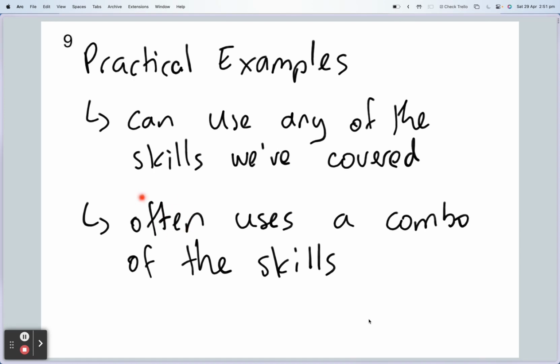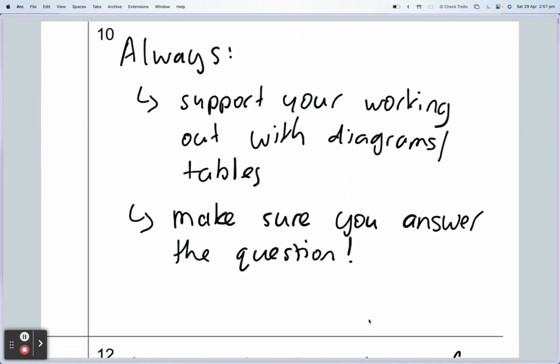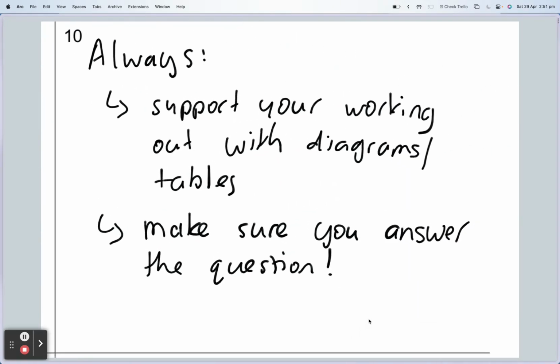Okay, so this second point is the one I wanted to really emphasize. It often uses a combo of these skills. So it won't be just a single skill that you've learnt. It'll be a combination of skills that will come together to solve a problem. Always, always, always support your working out with diagrams and tables unless it's provided for you or it really doesn't make sense in the context, but try and support your working out with diagrams or tables. And always, always, always make sure you answer the question. When it's a word problem, make sure you answer the question.